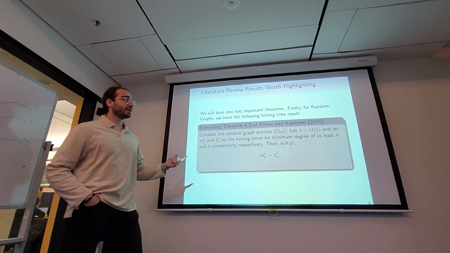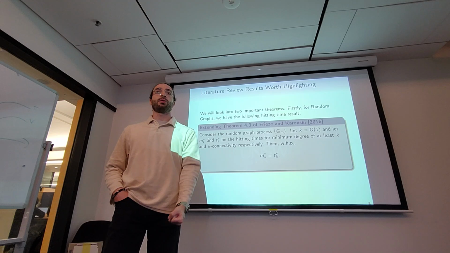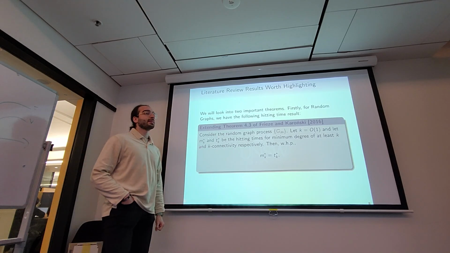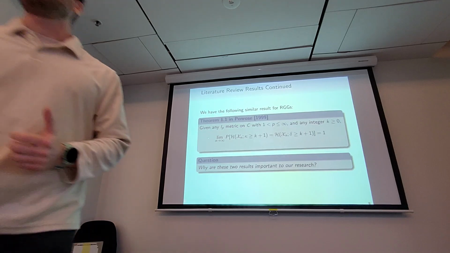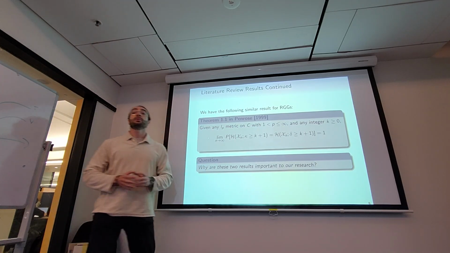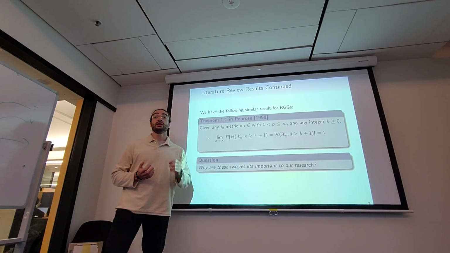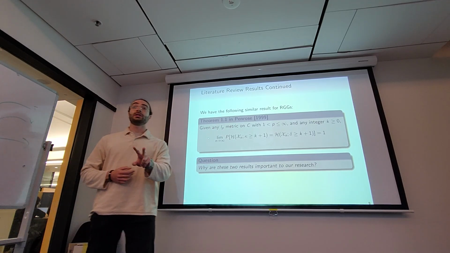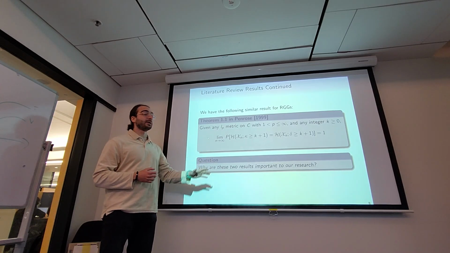And what this result is telling us is that with high probability, we know that those hitting times occur at the same point for random graphs. Okay, so that's what this result is saying. Now there's another result which we found for RGGs. The notation here is a little bit different, okay, but essentially the idea is still the same. It's saying that with high probability, those two properties have the same hitting time. And this is for random geometric graphs.